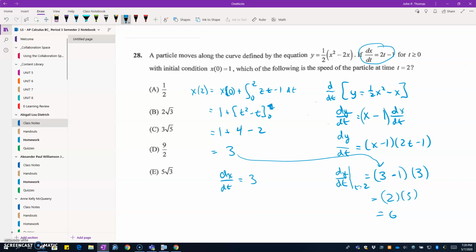But again, that's how I got to the 6, and I misspoke when I said that in the video. That was actually from my dy/dt. We got a 3 for the position, and then we merged that 3 into the dy/dt. That's where we got the 6.